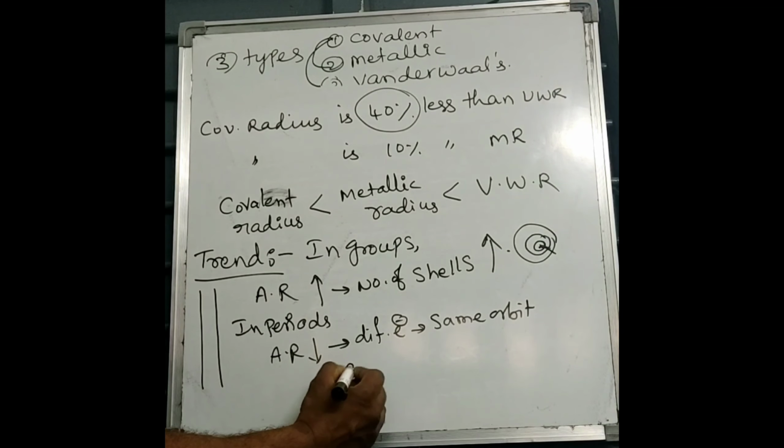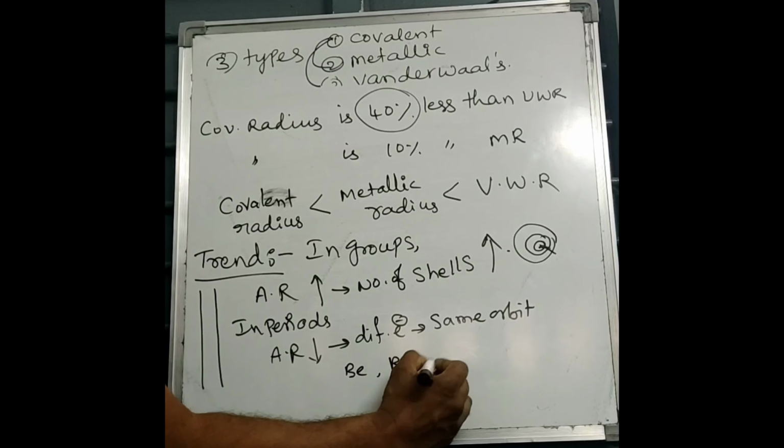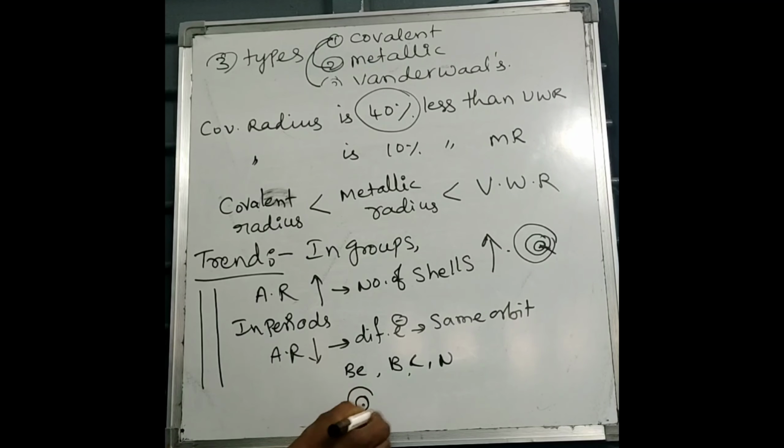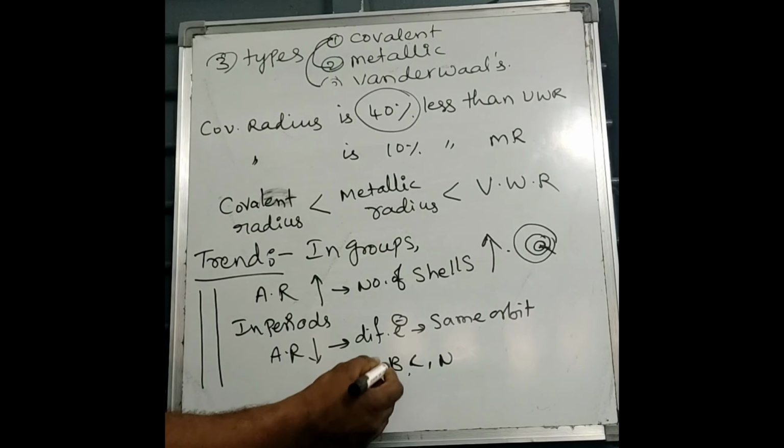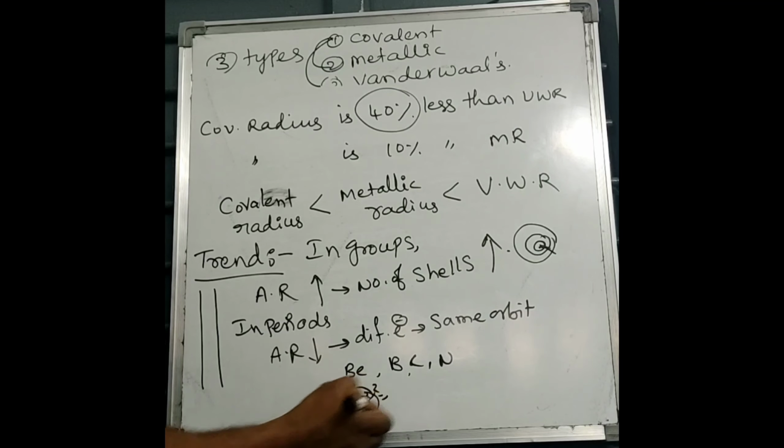Here, for example, beryllium, boron, carbon, nitrogen, and so on. For beryllium, 4 electrons are there and 4 protons are there. These 4 electrons are attracted by 4 protons. And when you go to boron, the newly coming electron, or differentiating electron, enters the same orbit. Then what happened? Nuclear attraction increases. Then that orbit should contract. Gradually, subsequently, what happens?